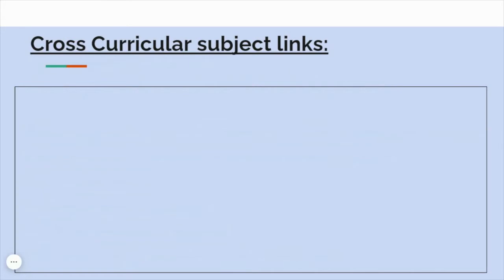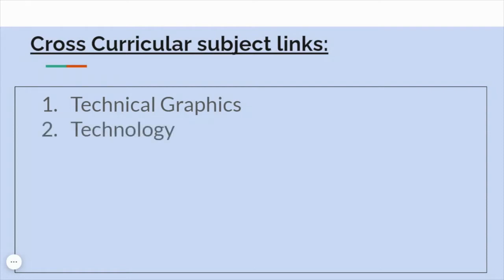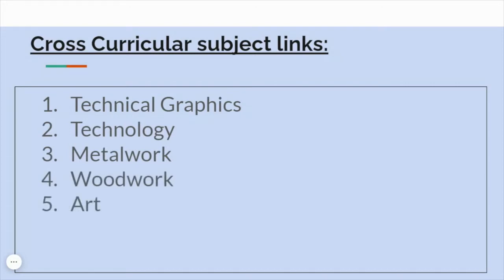So cross-curricular subject links. What subjects have you done that might allow you to do DCG? So the obvious one is technical graphics, but that's not to say if you haven't done technical graphics that you can't do DCG, because there's also links to technology, metalwork, woodwork. Huge links now with the sketching in art, and then a lot of topics that you would have covered in maths, including the investigation of how a circle is constructed, how triangles are constructed. Huge amount of links with all of these subjects for design and communication graphics.